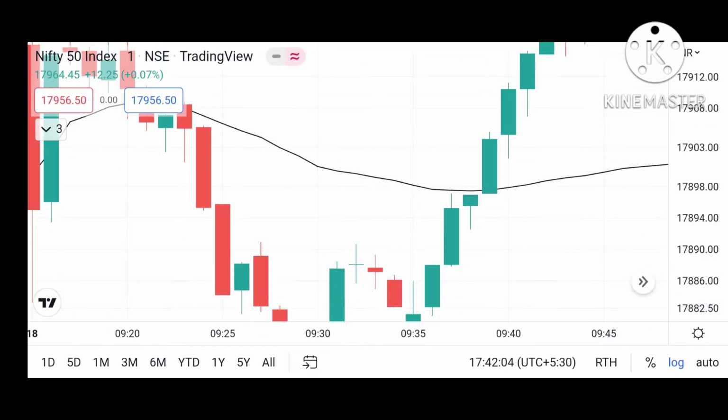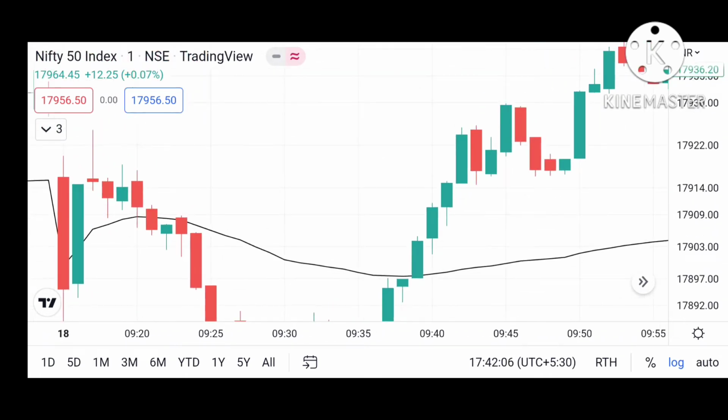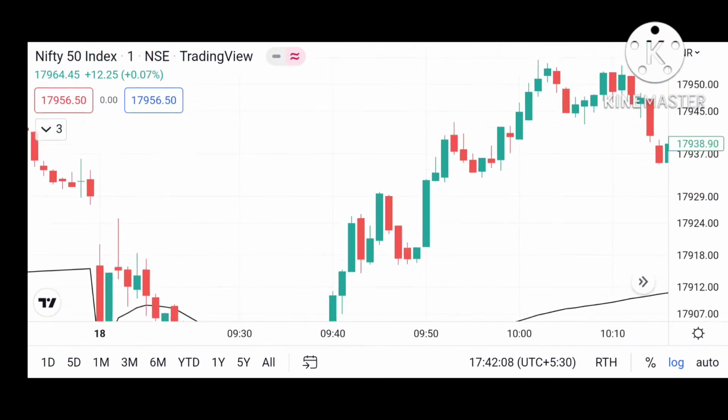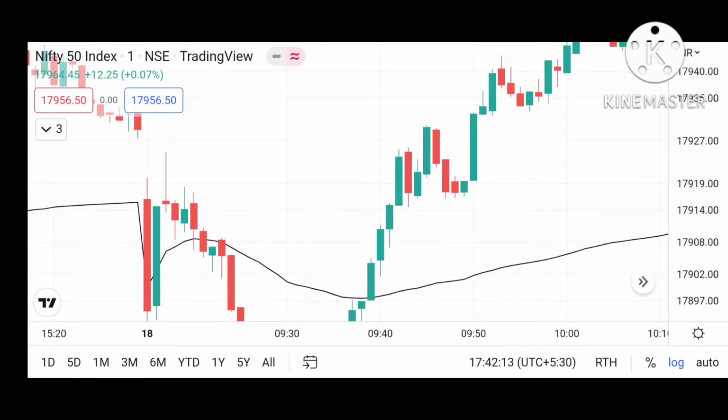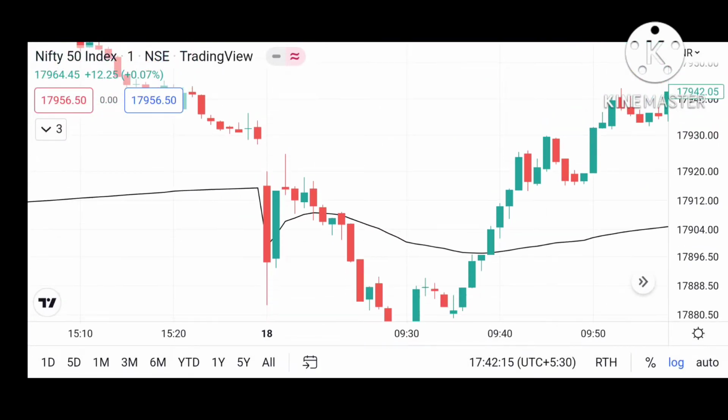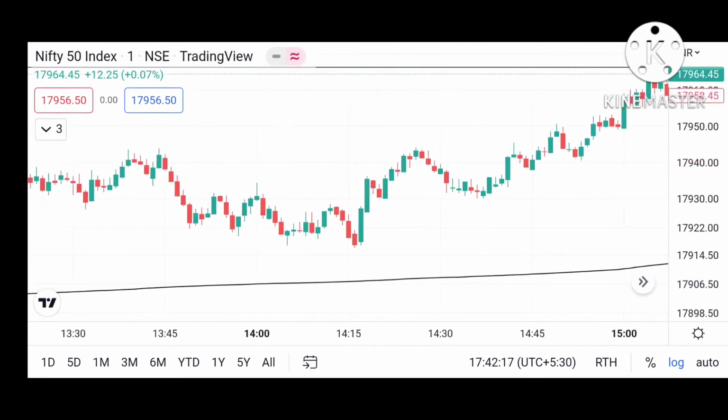Okay, the market breaks this VWAP line, and look, you got your 1:2 profit. This is the scalping trade. You make your profit within only 1 or 2 minutes. This is the 1 minute candle frame. Okay, let's see yesterday's chart now.